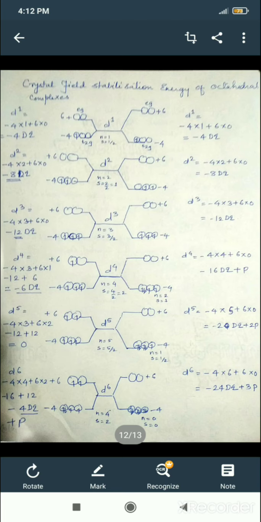So 3 electrons at the t2g level are singly arranged, and 1 electron will jump to eg because the difference is less. 1, 2, 3 and 4. So I have to write d4 is equal to, on the left side, -4 into 3 electrons plus 6 into 1 electron, because 3 electrons are at the t2g level and 1 electron at the eg level. -4 into 3, that is 12, plus 6. The answer is -6 Dq. The number of unpaired electrons is 4.